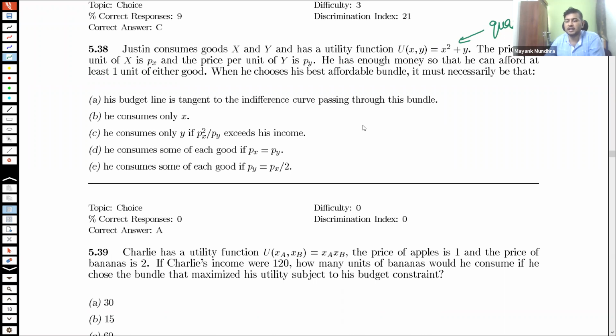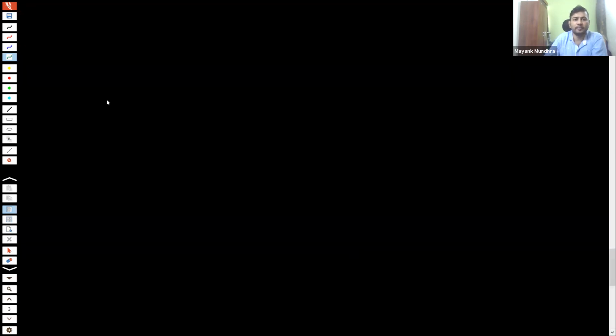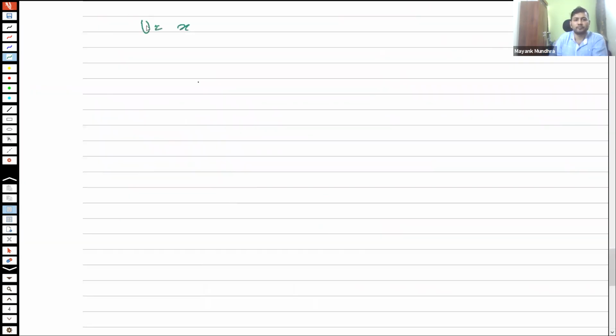Because imagine any utility level U0. Your utility function is X square plus Y. So suppose you are talking about utility level of 10. So this implies X square equals Y minus 10. Oh, sorry. Y equals 10 minus X square.